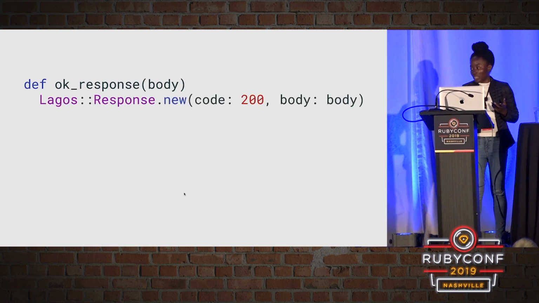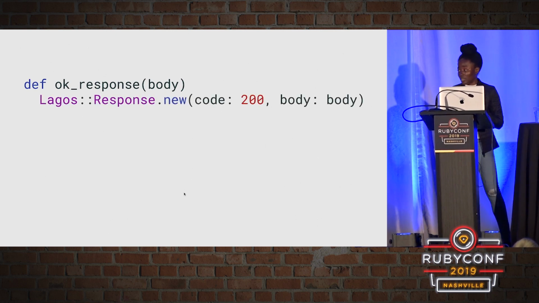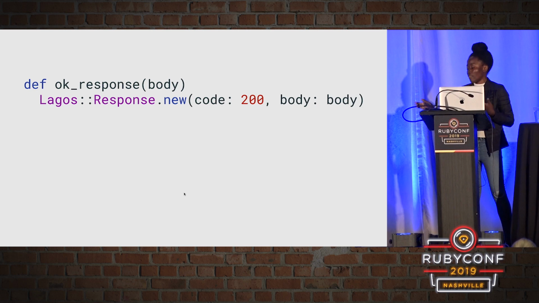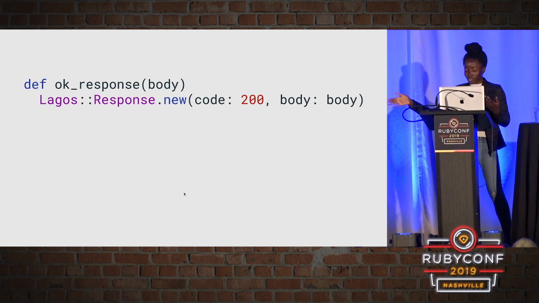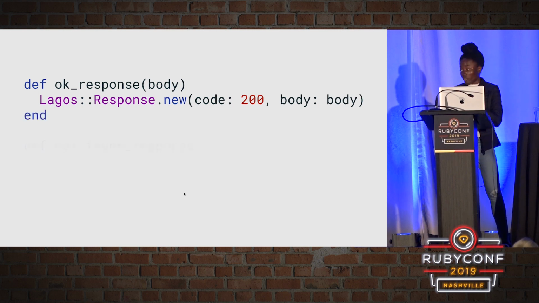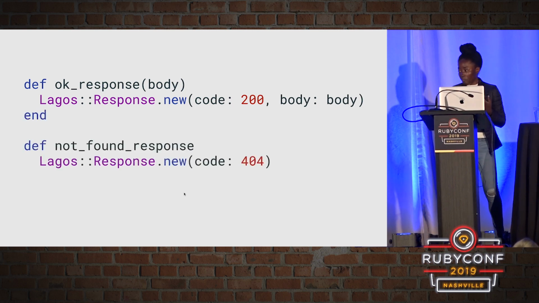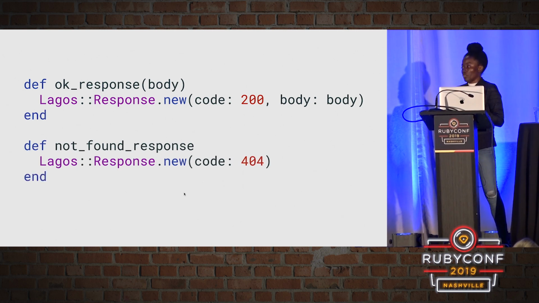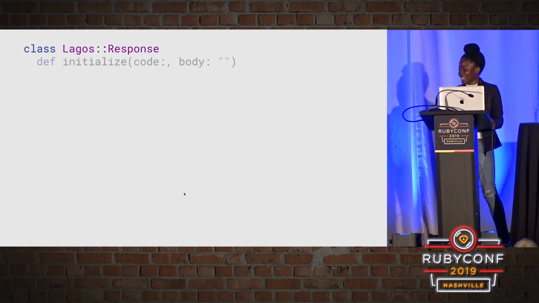So this is what our OK response looks like. Because we know, according to the HTTP spec, that the status code for an OK response is 200, we're just using that. And then we're also sending the body from the OK response to our response class, which I will show to you in a minute. And this is what the not found response looks like. The not found response just returns 404, and we don't bother returning the body for that.